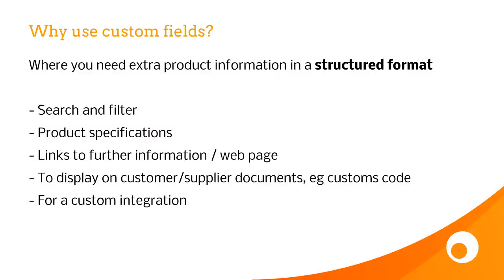It's where you need extra product information in a structured format that doesn't fit into one of the existing Brightpearl fields. So maybe where you want to search and filter your product list, perhaps add product specifications, add links to further information or web pages that you can then display on customer and supplier documents. Other things you might want to put on customer or supplier documents, maybe customs codes or commodity code, or potentially for a custom integration between Brightpearl and a third-party system.